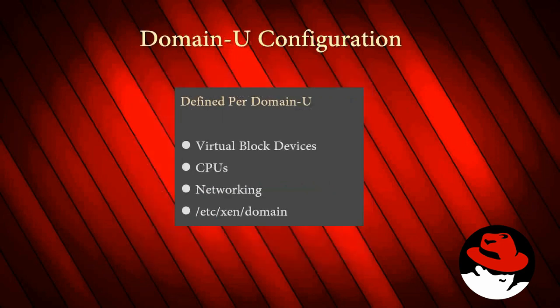The domain U configuration is defined as per domain U standards. It has virtual block devices, CPUs, networking, and it can be configured by going directly to the domain section of the /etc/xen directory. You can also find various Xen settings configuration in the /etc/xen directory.